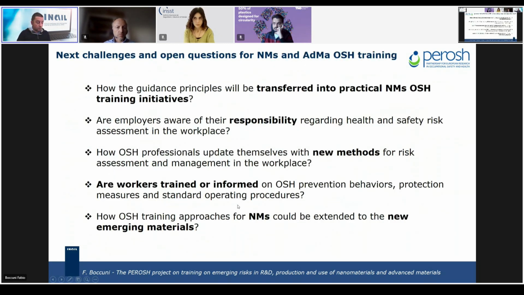So to conclude, some questions and major points that arose from our research. I think that these points could also be useful to start a discussion among this audience today. We highlight the question related to the transfer of guidance principles into practical initiatives. The question also related to the role and responsibility of employers to carry out risk assessment in the workplace, but on the other hand, the information and training for OSH professionals on new methods for risk assessment in this field. And in any case, there are some points and questions related to the extension of the training approach for nanomaterials also to new and advanced nanomaterials.